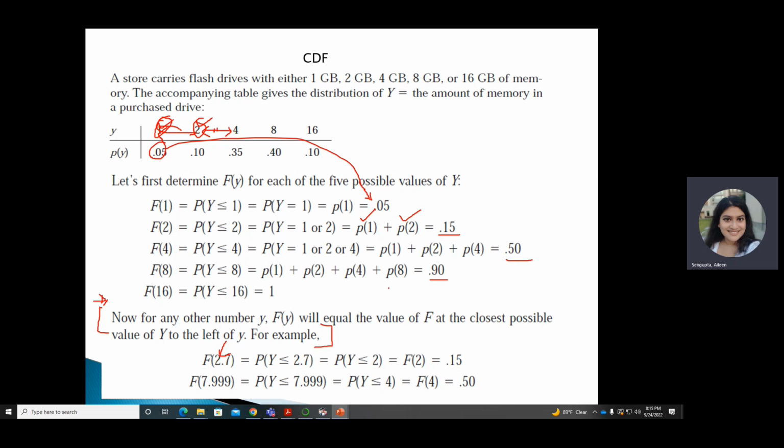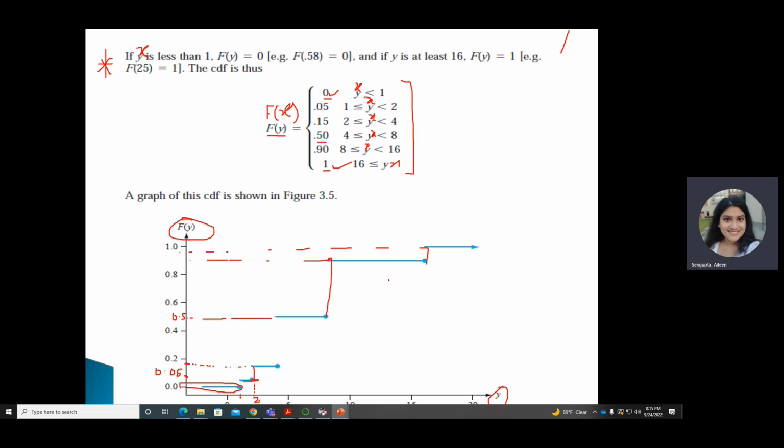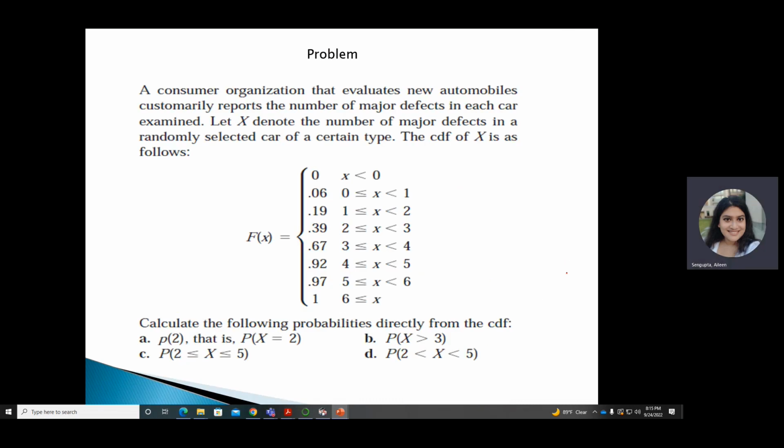And what we are primarily trying to discuss is that for discrete cases, you can also use the CDF as a definition to find out the CDF and the PDF later on. So this is another example where the CDF is given, and you are trying to find out the different values of x equals 2, x lying between 2 and 5, greater than 3, lying between 2 and 5 as well, but this time without the equal to. So this type of problem is also expected in your exam.